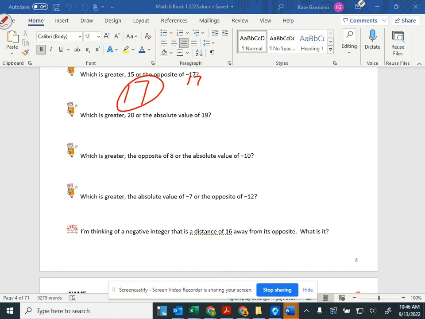Which is greater, 20 or the absolute value of 19? What is the absolute value of 19? 19. So now we know we're comparing 20 and 19. So write down what this is so you know what to compare.